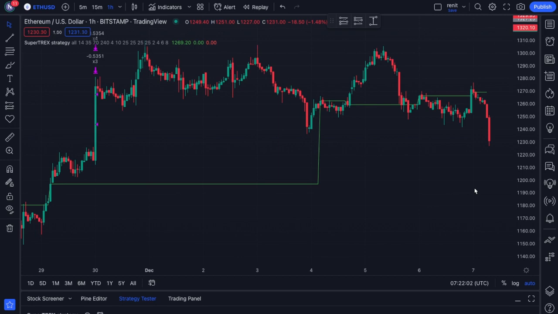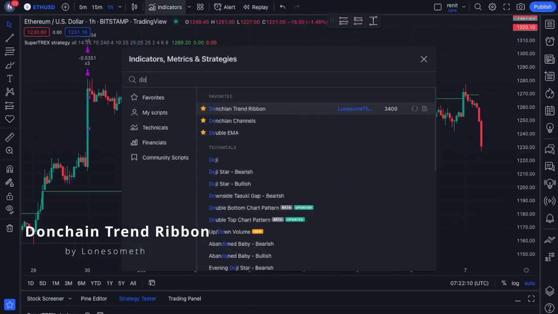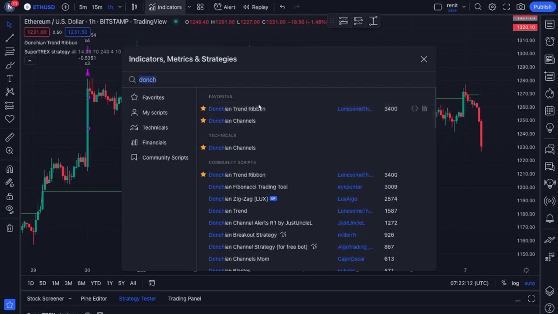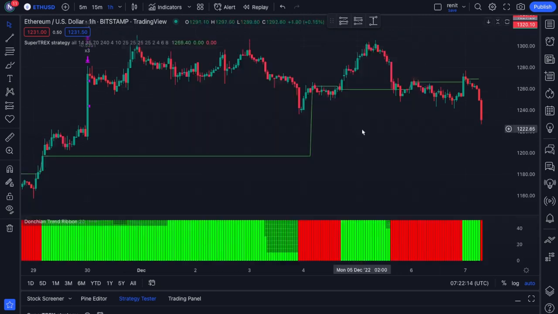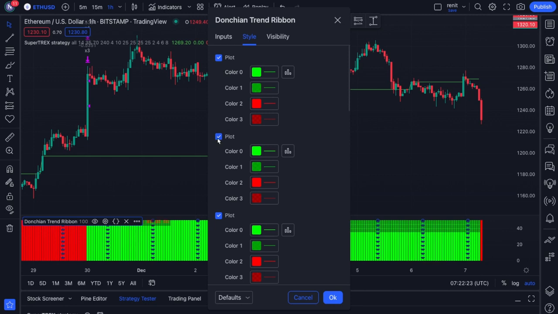So to increase our indicator signals, I'm going to add a confirmation indicator to the strategy. So opening the indicator search tab and search for Donchian Trend Ribbon and apply it to the chart. Okay, now in this indicator settings and input section, I'm changing the period from 20 to 100. Then in the style section, I'm disabling all the plot options other than the first one.